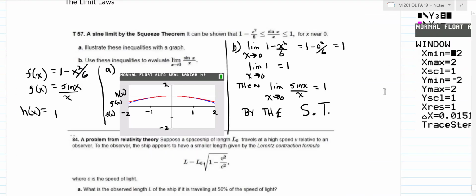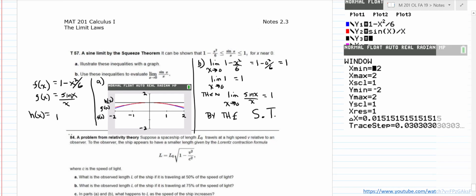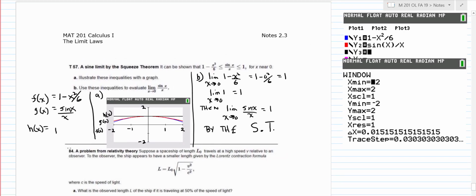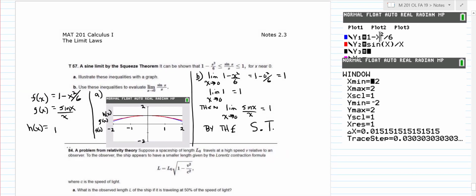Okay, so here's what you should have come up with. And this works exactly like the other example I gave you. So with the graphing calculator, you put this in. Really, you can use the same viewing window we did. So I just put in the three functions: 1 minus x squared over 6, sine x over x, and 1.